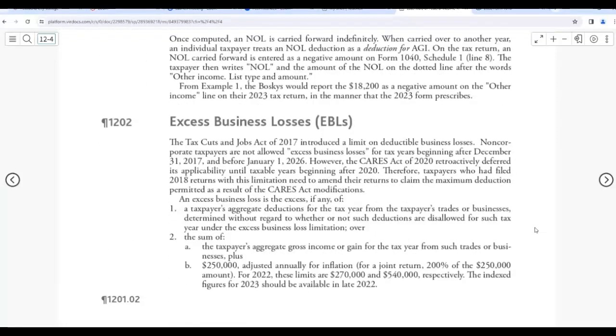In regards to excess business losses, the Tax Cuts and Jobs Act of 2017 introduced a limit on deductible business losses.